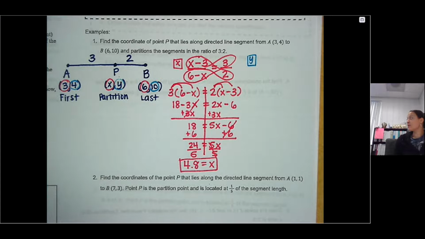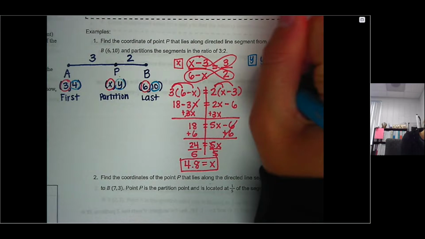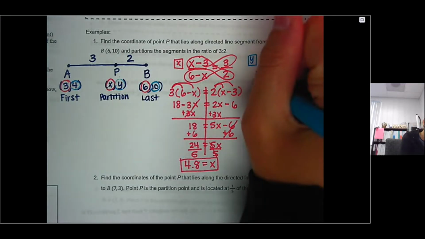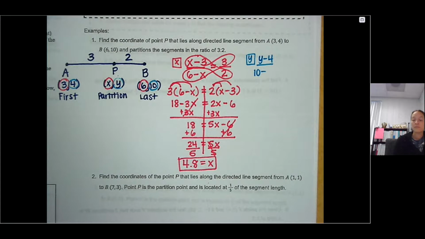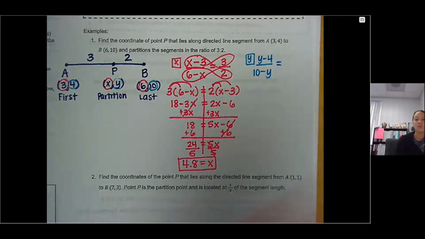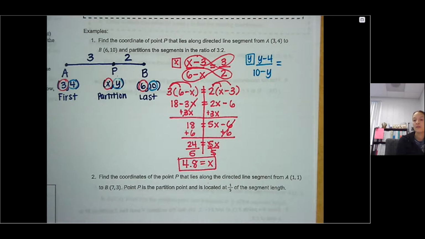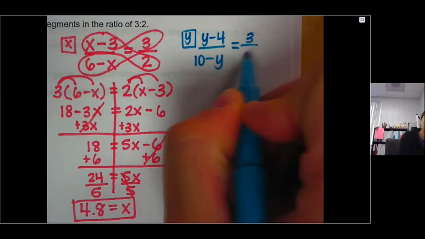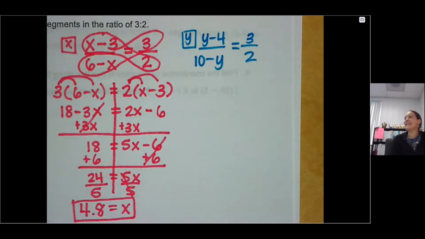Partition minus first. So Y minus 4 over Y again, equals 3 over 2. Yeah, it's a fraction. A ratio is just a fraction. 3 over 2. Ta-da! It's the same thing.